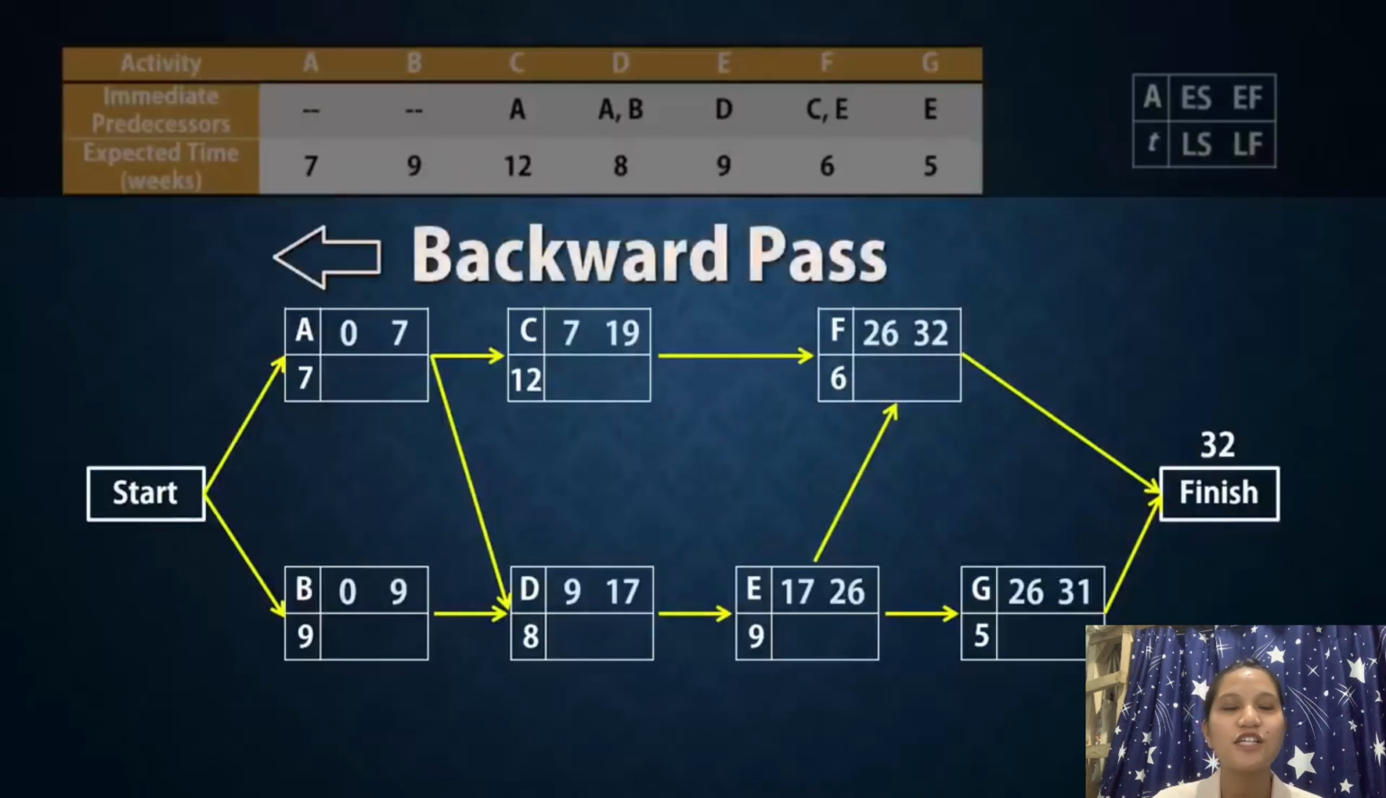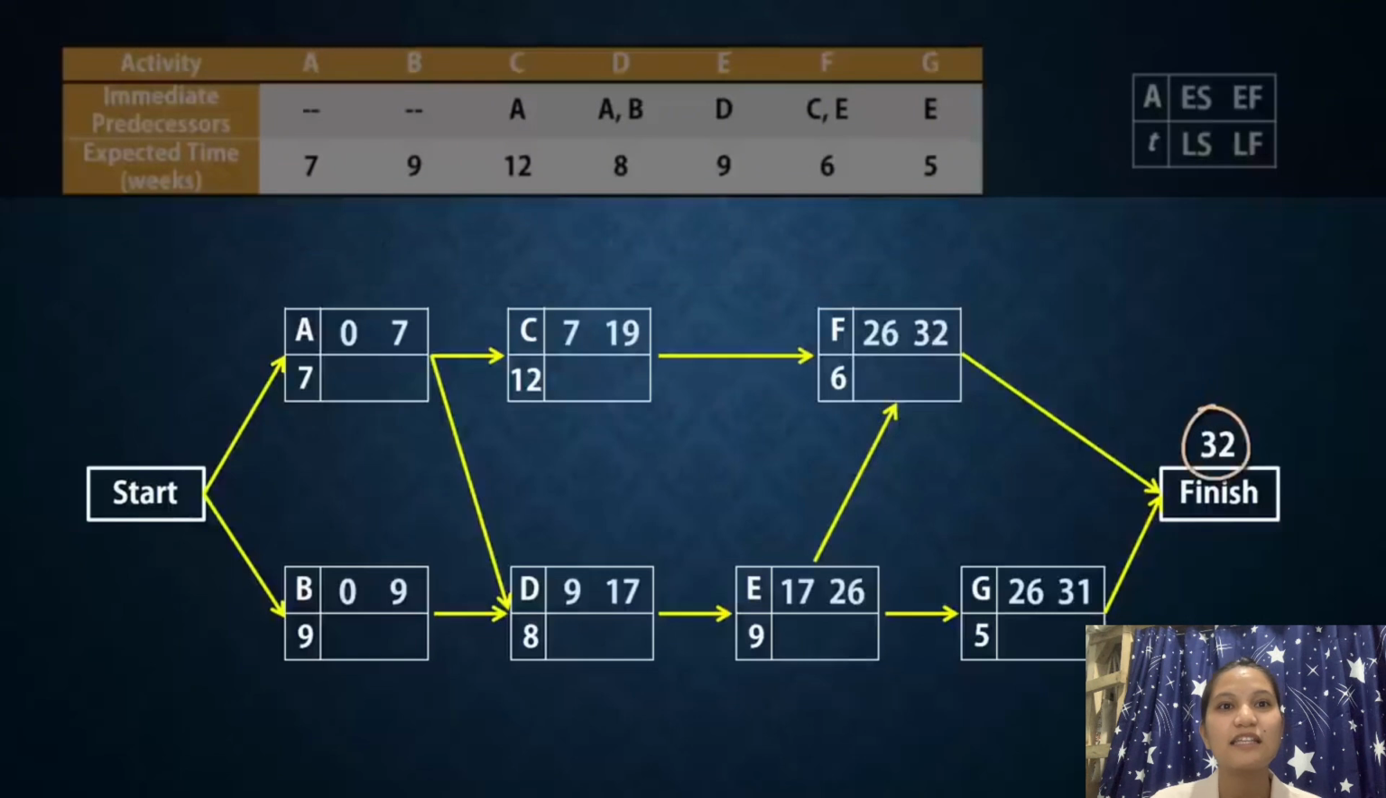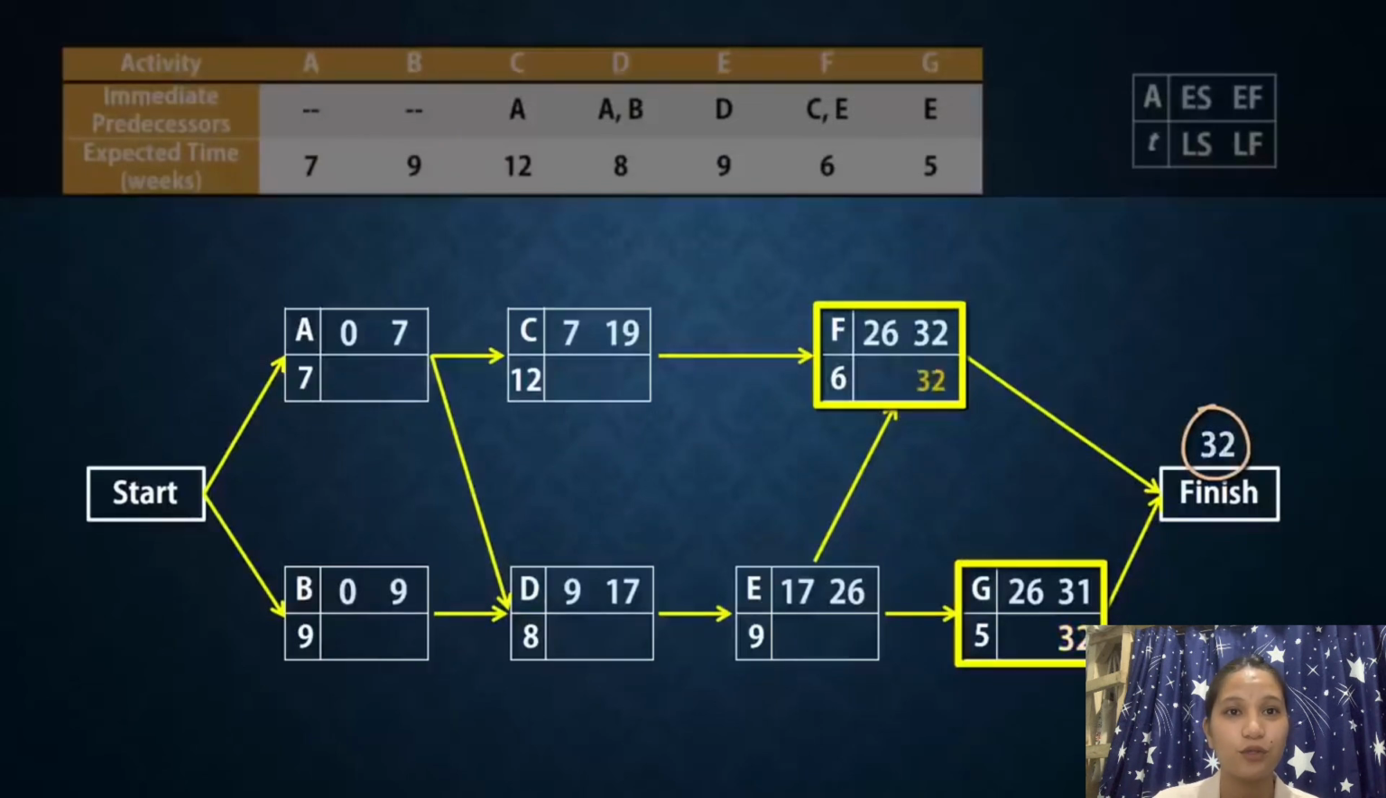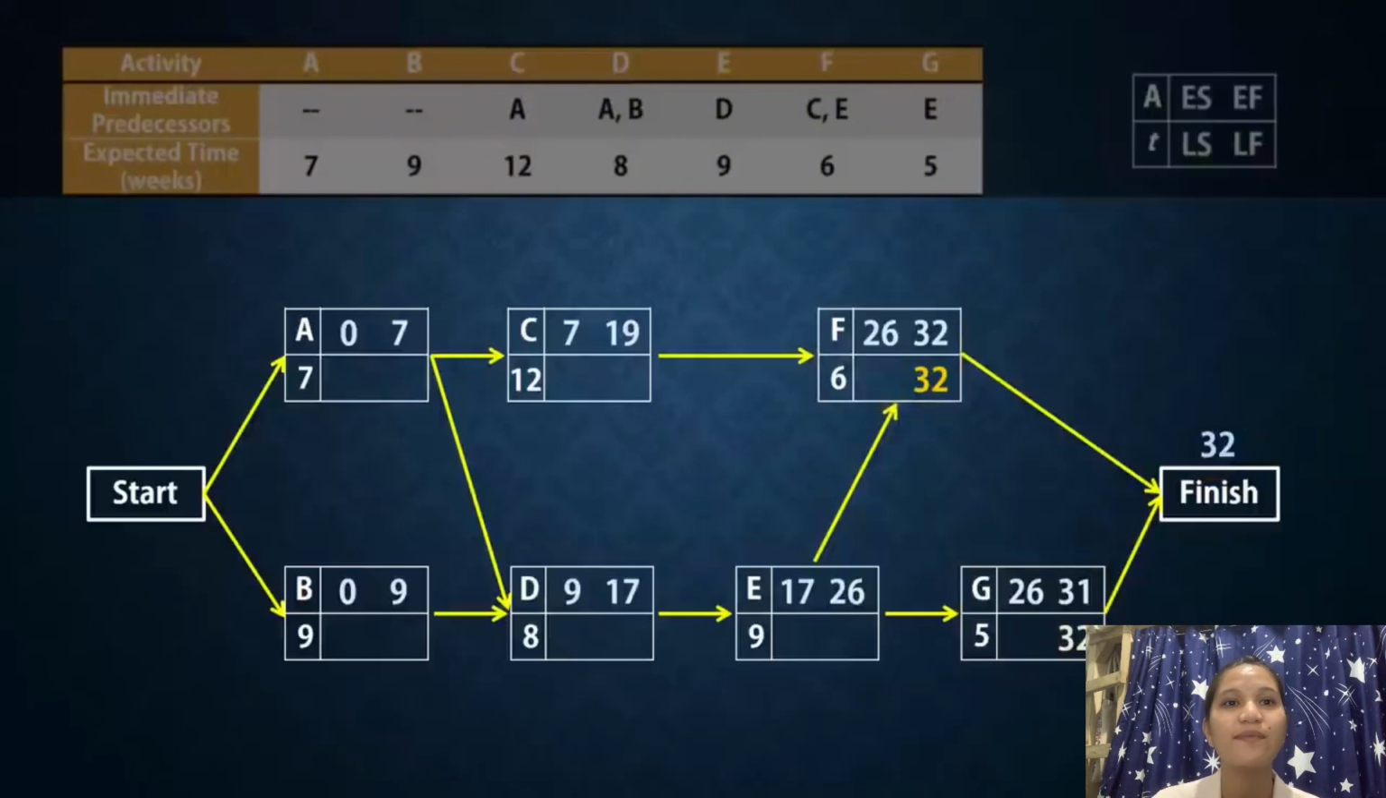Since the project's completion time is 32 weeks, the latest finish time for the activities at the finish node, F and G, has to be 32. That is, F and G cannot be completed in longer than 32 weeks. Next, we obtain the latest start times by subtracting the activity times from the latest finish times. So for G, the latest start time will be 32 minus 5 to give 27. For F, the latest start time will be 32 minus 6 and that gives 26.